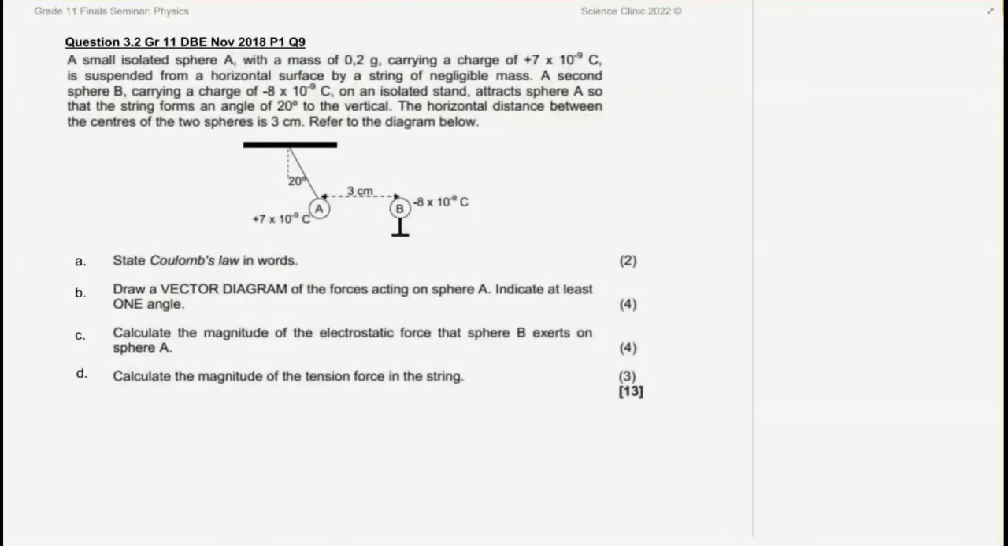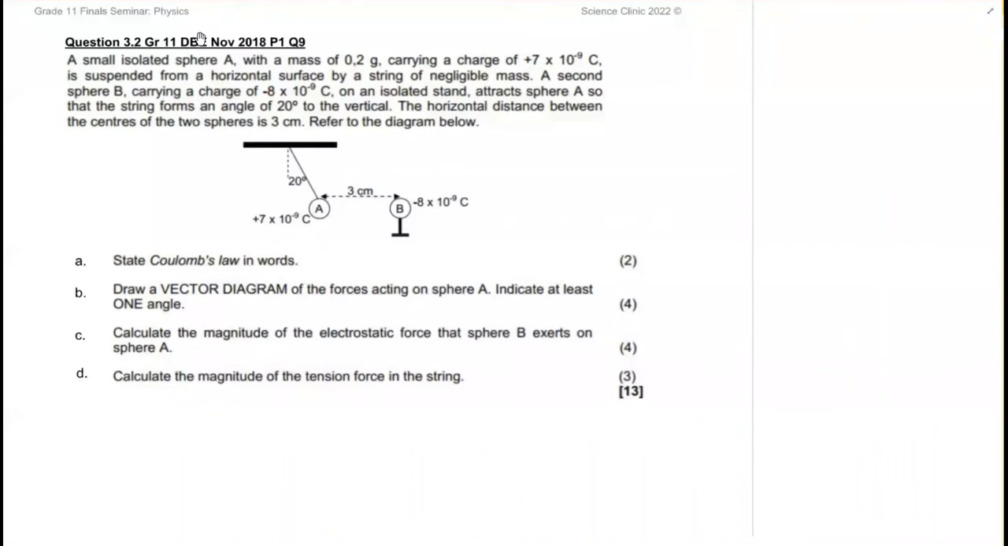Okay, so our question 3.2 says: a small isolated sphere A with a mass of 0.2 grams carrying a charge of 7 times 10 to the minus 9 coulombs is suspended from a horizontal surface by a string of negligible mass. A second sphere B carrying a charge of minus 8 times 10 to the minus 9 coulombs on an isolated stand attracts sphere A so that the string forms an angle of 20 degrees to the vertical. The horizontal distance between the centers of the two spheres is 3 centimeters. Refer to the diagram below.